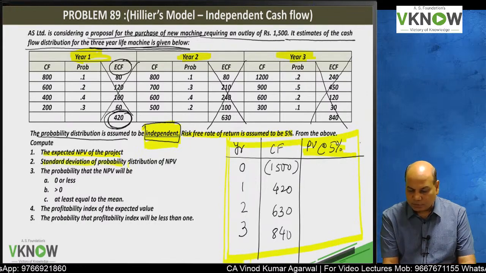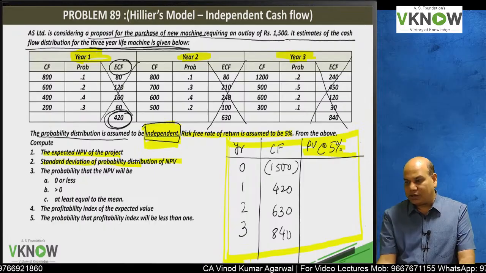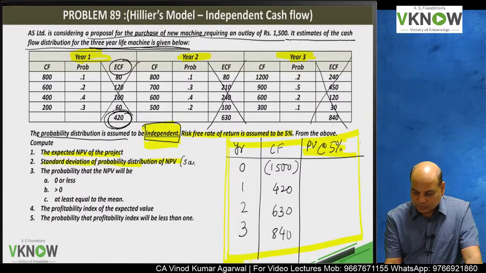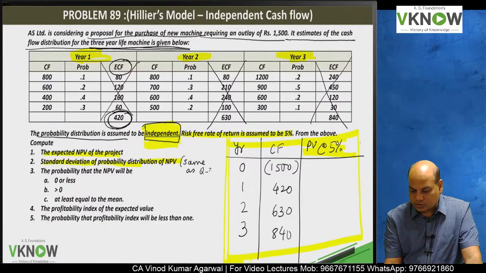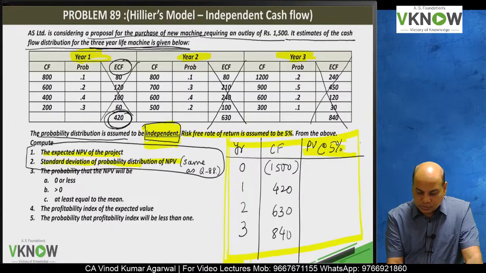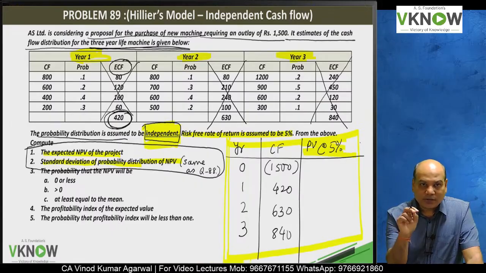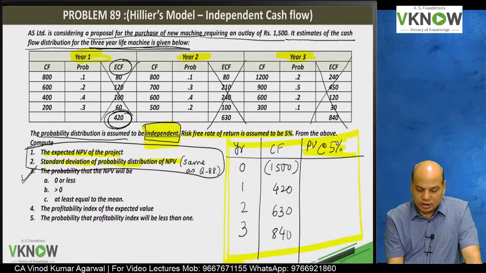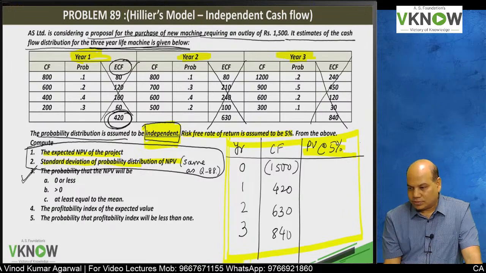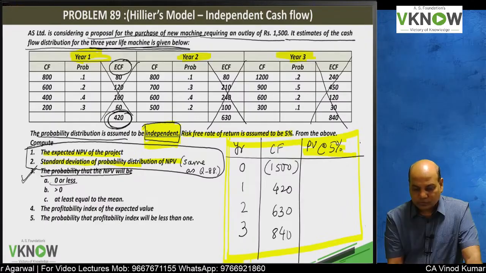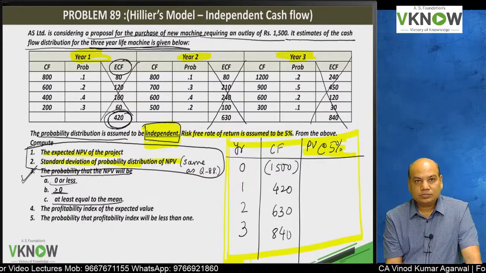Standard deviation of probability distribution of NPV, like the previous question number 88. This is same as question number 88. First and second question are same as question number 88, but what they have done this time, they have added a few more questions. Find the probability that NPV will be 0 or less, more than 0, at least equal to mean.